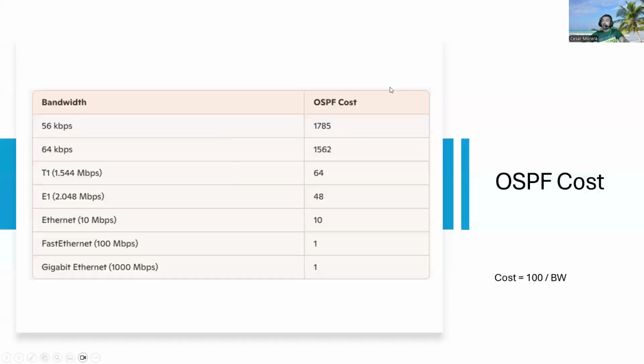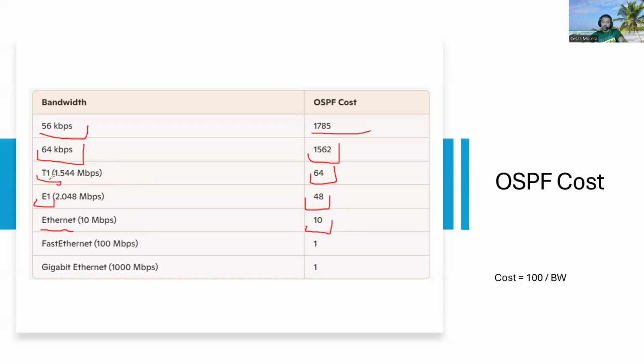And now we have the OSPF costs. The cost is the reference bandwidth of 100 divided by the bandwidth. But we have the default ones. Here we have 56 kbps for a cost of 1785. 64 kbps, a cost of 1562. A T1 is 1.544 Mbps, with a cost of 64. The E1 has a cost of 48. The Ethernet has a cost of 10.